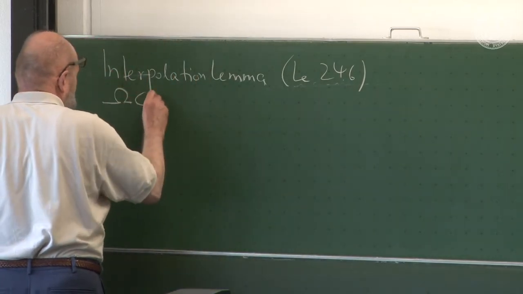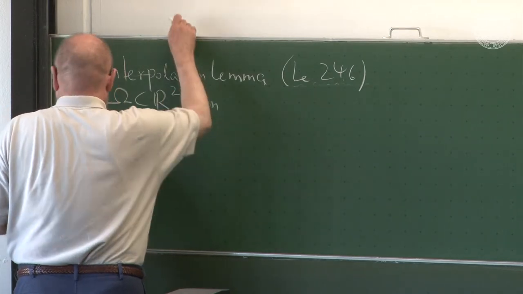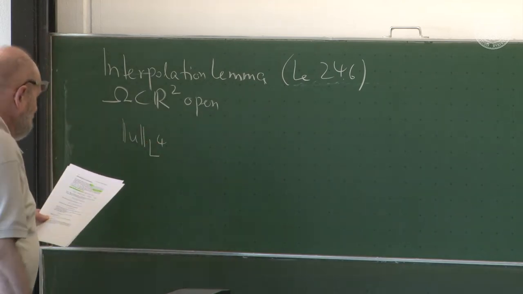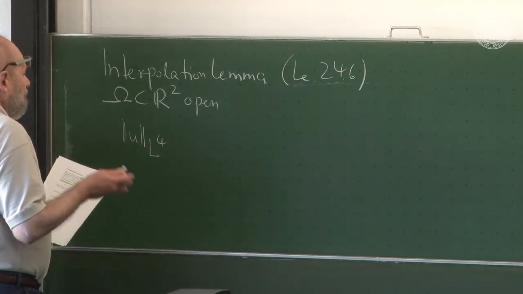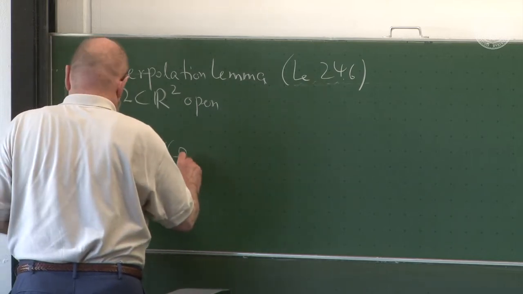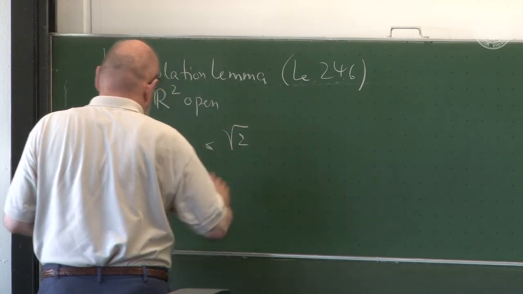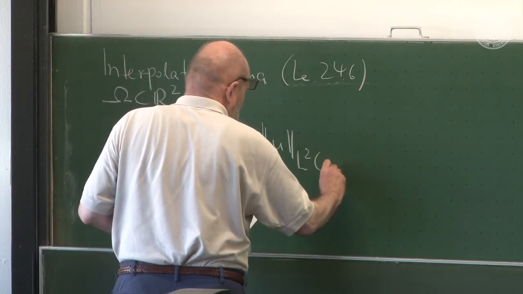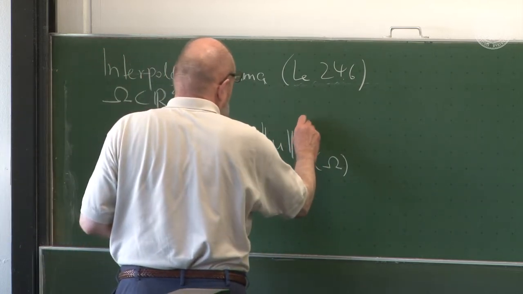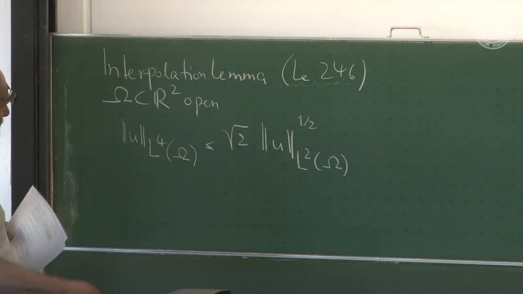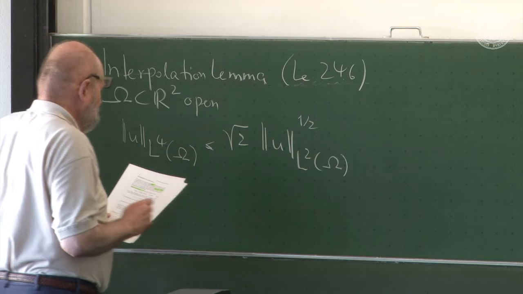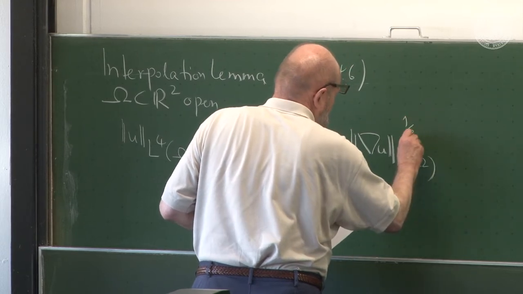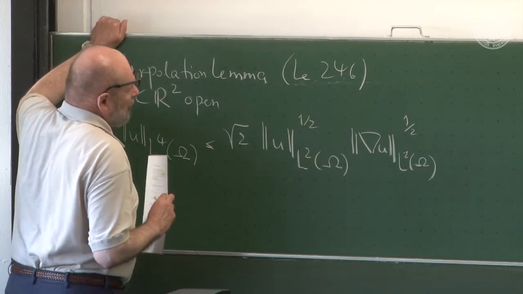So we have a domain, an open domain in R2. And the assertion is that for an L4 function, we can interpolate between the L2 norm and the gradient in L2. That is, we can estimate up to a well-known constant, square root of 2, with the L2 norm. So we go below the level of the space. Of course, an estimate of this type could not hold without anything further. And we compensate this by further knowledge of the gradient, also in L2.